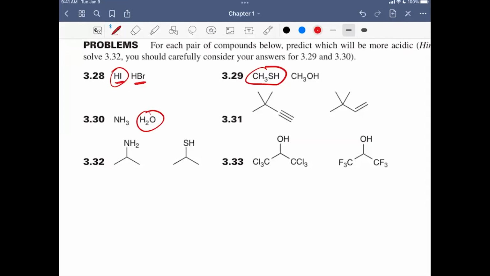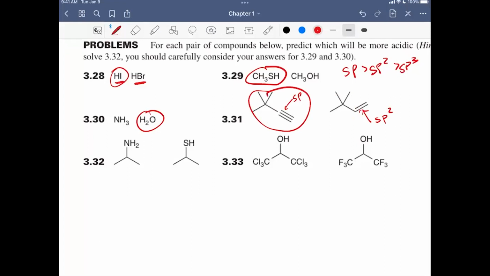But let's go to the next one, 3.31. We're not dealing with atomic size anymore. We're dealing with orbitals, right? So we have to think about sp, sp2, and sp3. Remember, sp outranks sp2, and sp2 outranks sp3. We have a triple bond, so that's sp hybridized, and we have a double bond, and that's sp2 hybridized. So sp would outrank sp2, because our structures here are the same. The only difference is the bonds. We have the exact same number of carbons. So this would be more acidic.